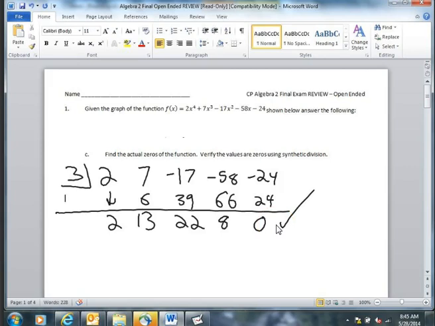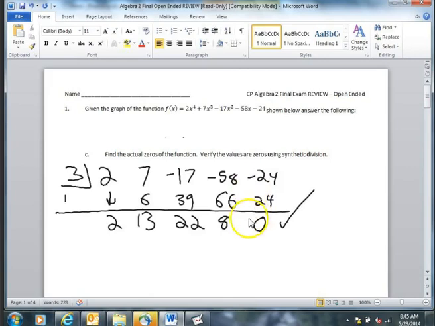Now, the trick is you need to guess and check these. If it's not 0, try again. You got this. So, what do I do? I drag the first number down. I multiply. 3 times 2 is 6. Add. Multiply. 3 times 13. Add. And rinse and repeat. So, we go ahead and do that.